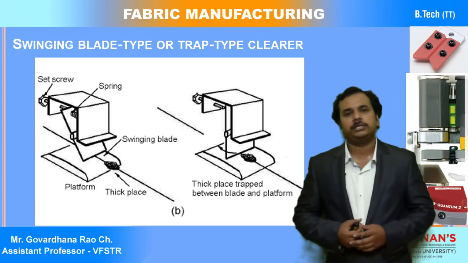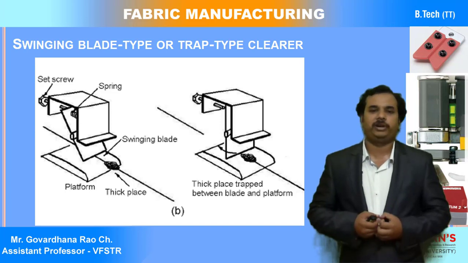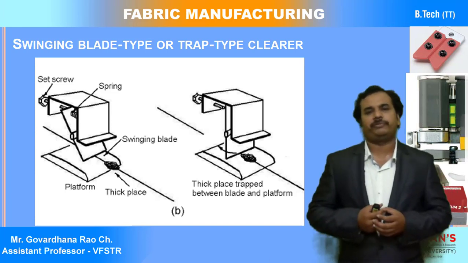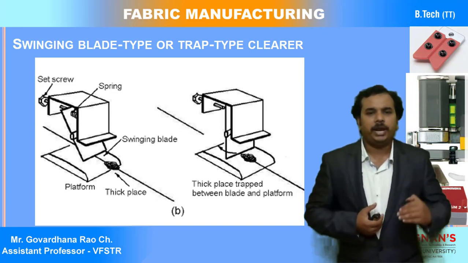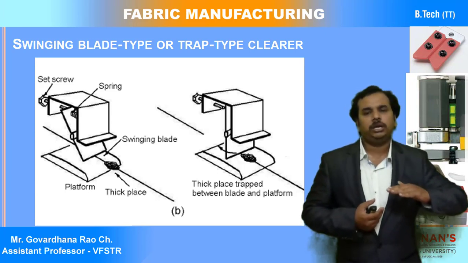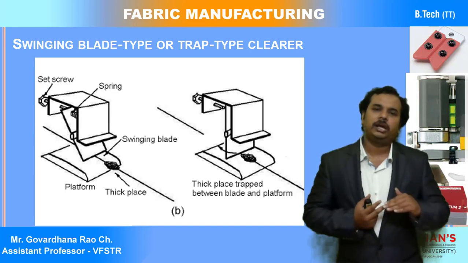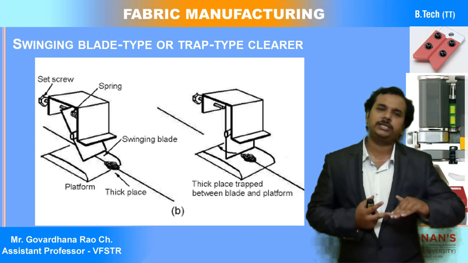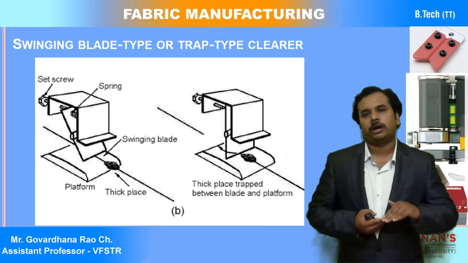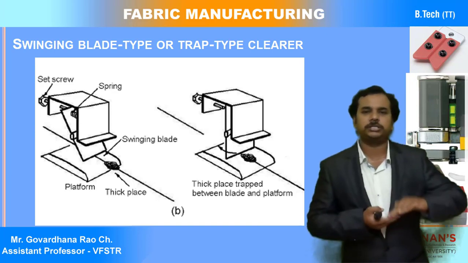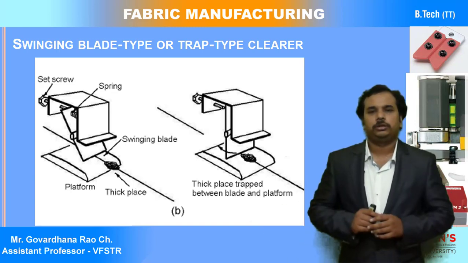Now in the second case, you can see that there is a swinging blade type or trap type of clearer. In this swinging blade type of yarn clearer, you can see here there is a blade which is swinging in motion. So automatically, if the yarn has a thick place, the blade will go and arrest the yarn, and again it comes back and arrests the yarn, and it will break the yarn. Now the tenter will come and join the two ends.